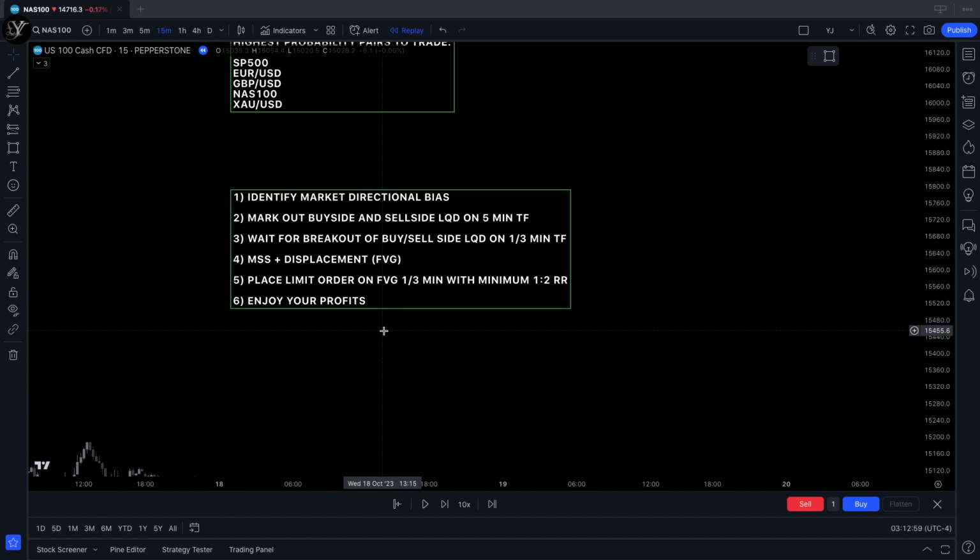Now, of course, no strategy in the world has a 100% win rate. Even though this strategy does have a high win rate, no strategy can ever be perfect. You are going to come across losses, but that's completely okay. As long as we stick to a trading plan with a risk to reward of 1 to 2 for each trade, over the long run, we should be in a positive profit expectancy.